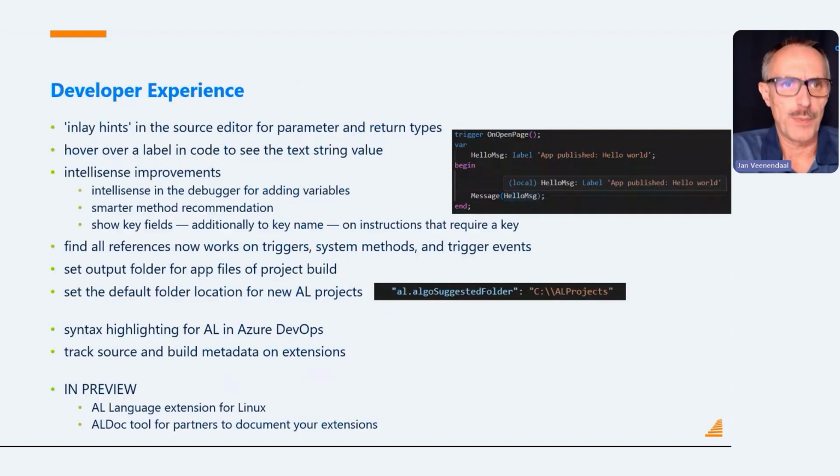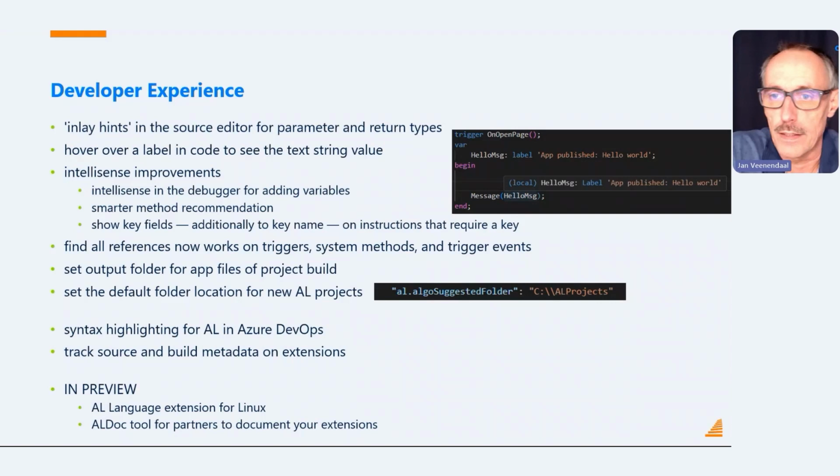In the developer experience, a lot of changes have been made in visibility of data while you are coding. So we now got inlay hints, which is in the source editor, where you can find more information about parameters, parameter and return types of functions. That's something that you need to enable in the settings of your Visual Studio Code. So it's not enabled by default, but you can do that now if you want.